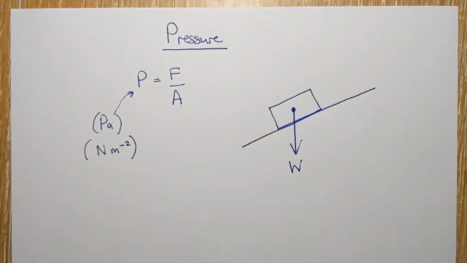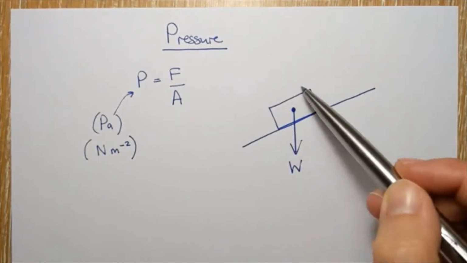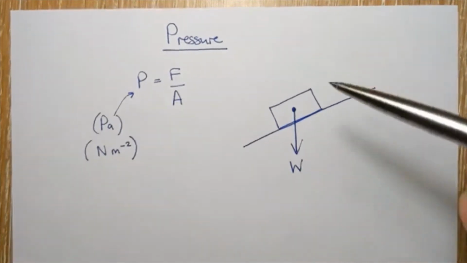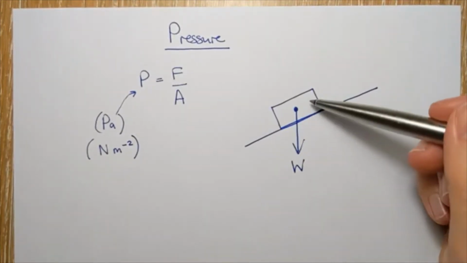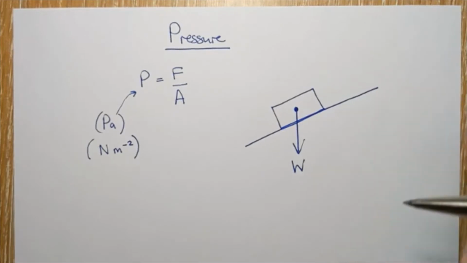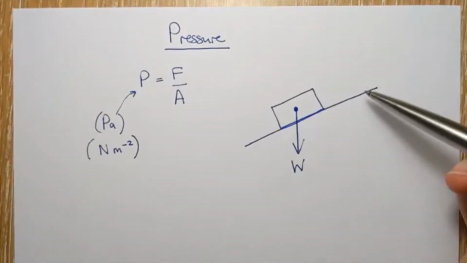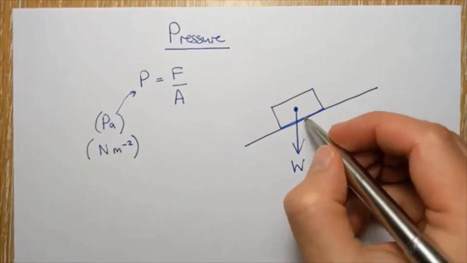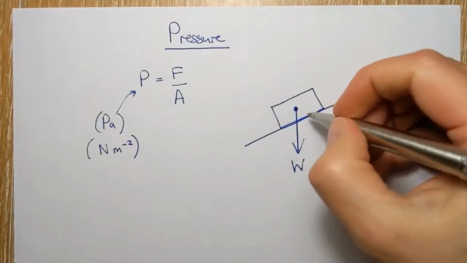So, for example, let's say this is a brick resting on a sloping roof. There's the weight force exerted by the earth downwards on the brick. That's pulling the brick down and making it push onto the roof of the house. But the weight force is not perpendicular to the roof.